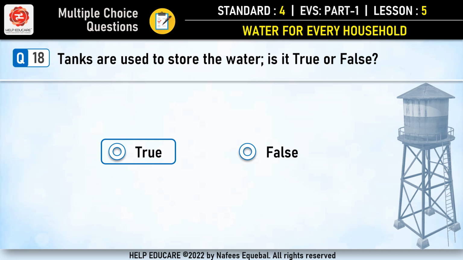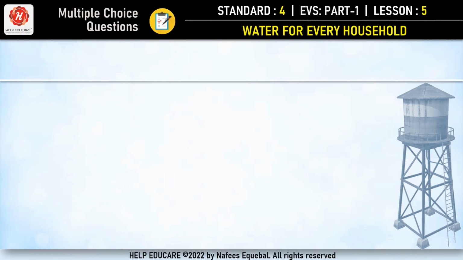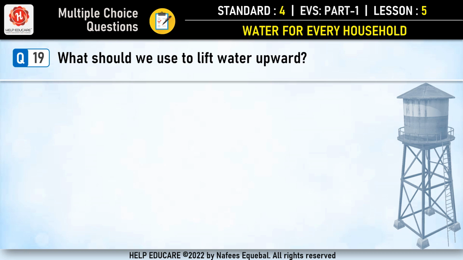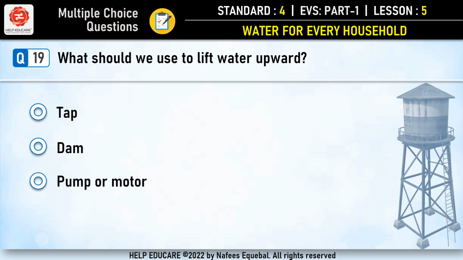Correct answer is true. Question number 19. What should we use to lift water upward? First option, tap. Second option, dam. Third option, pump or motor. Fourth option, tank.